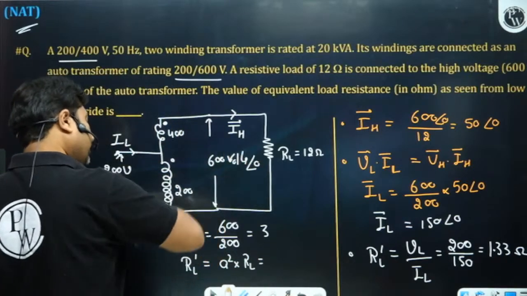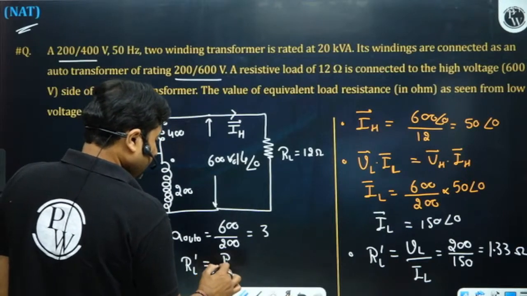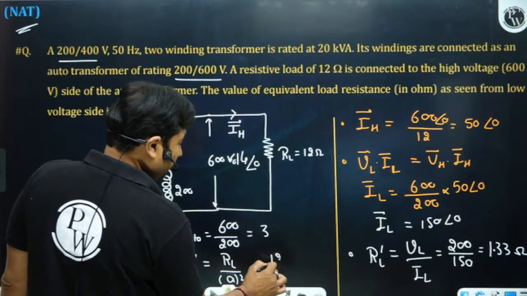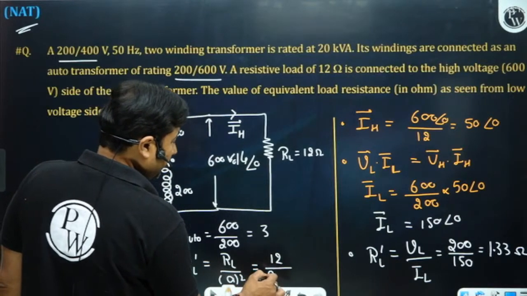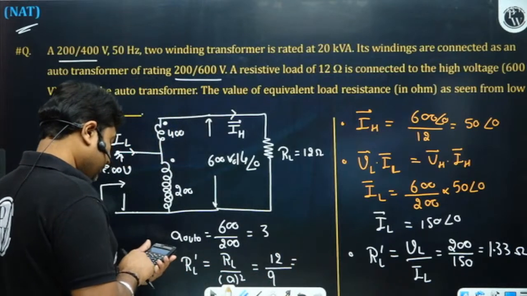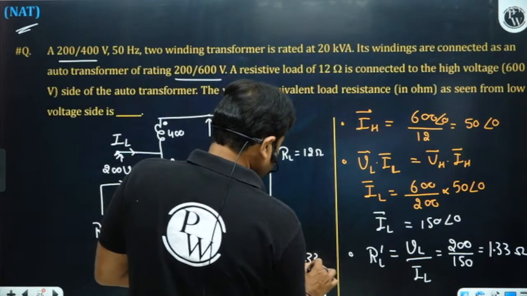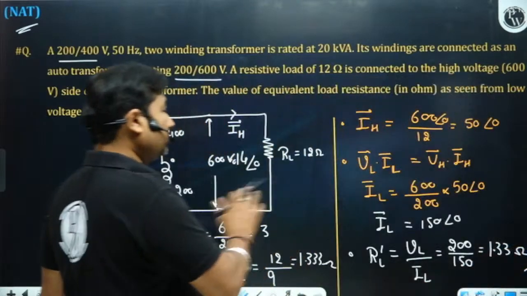you are going to refer onto the LV side. Yes, sir. Better to write RL upon A square. So RL is 12 divided by A auto square, which will be 3 square, 9. So 12 by 9, 1.3333 ohm. You can do it either of the two ways.